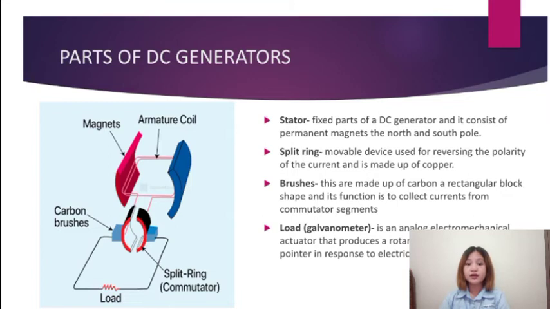Then we have the split ring. It is the movable device used for reversing the polarity of the current and is made up of copper. The ring is divided in the middle into two parts and ginagamit ang split ring to achieve a single direction of current. And then we have brushes. This is made up of a carbon rectangular block shape and its function is to collect currents from commutator segments. And then we have the load or the galvanometer.